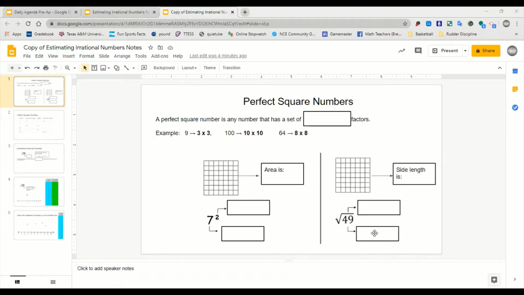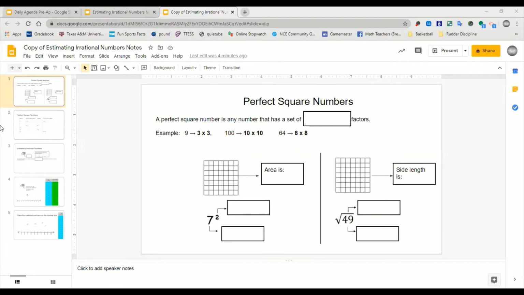All right, so let's talk about this. Perfect square numbers. So in the chat, somebody explain to me, what does it mean to be a square? What makes a square a square? What is unique about it? Equal sides, right? Right angles, good. What we're going to be spending time on is the perfect sides and the exact same sized sides.